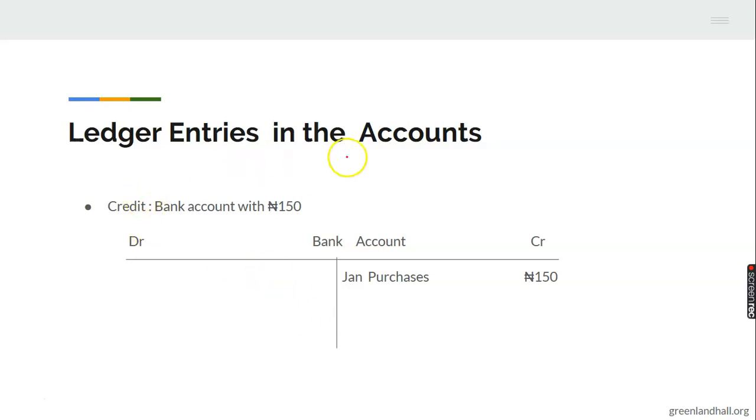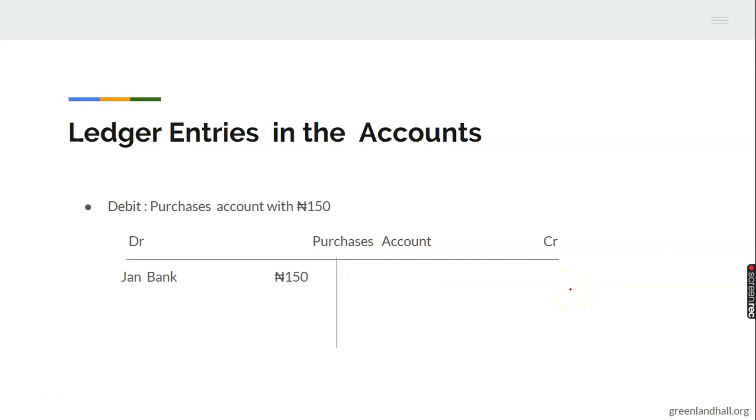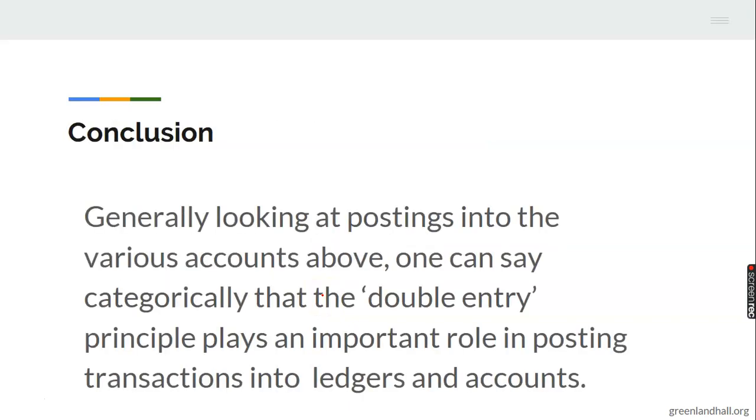The ledger entries will appear in this format. Credit the bank account with 150 naira. That is the bank account. This bank account actually gave out 150 naira to purchase some items, and therefore it has been credited here. While the purchases account got this 150 naira from the bank to buy some goods, and therefore it has been debited into the purchases account here.